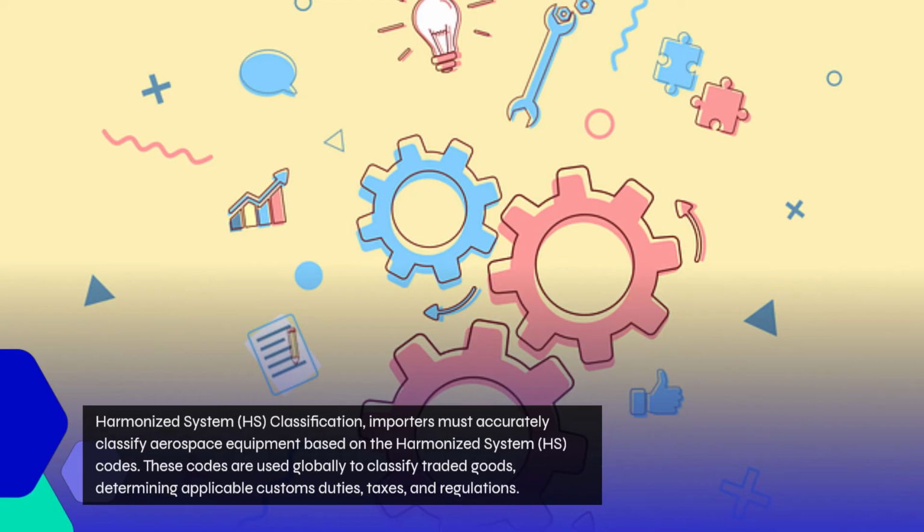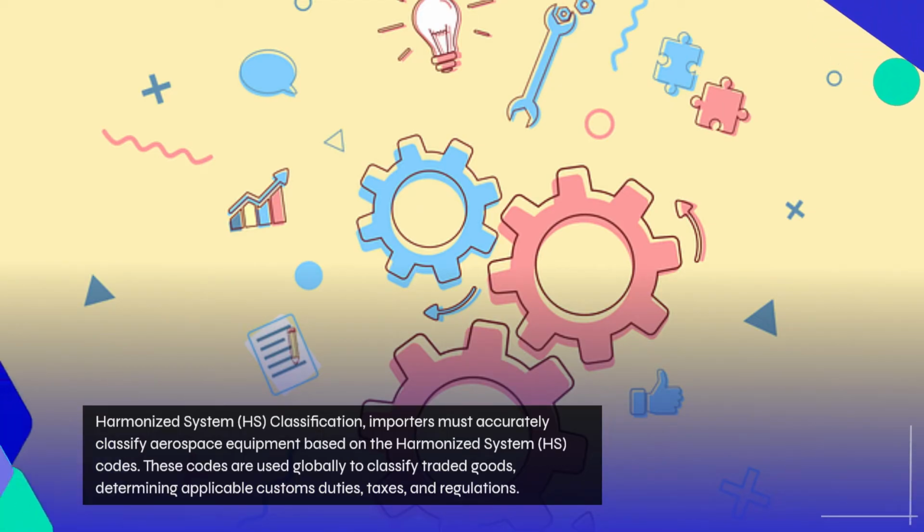Harmonized System (HS) classification. Importers must accurately classify aerospace equipment based on the Harmonized System (HS) codes. These codes are used globally to classify traded goods, determining applicable customs duties, taxes, and regulations.